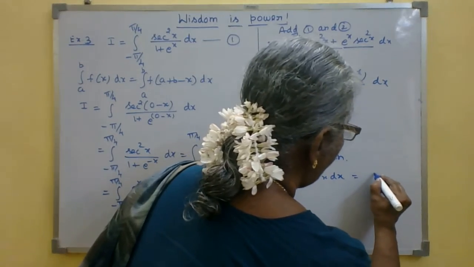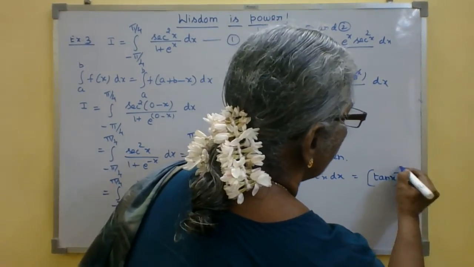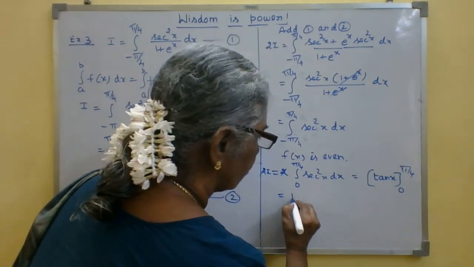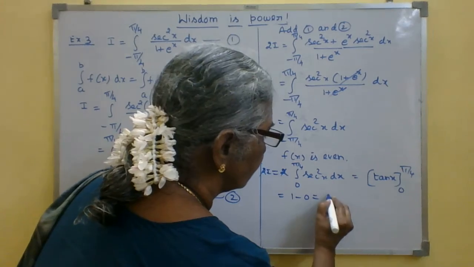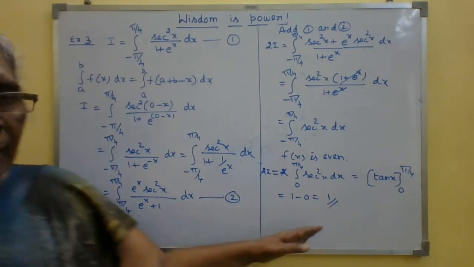If you integrate secant squared x, you will get tan x from 0 to pi by 4. So you will get tan pi by 4, which is 1, minus tan 0 is 0, so 1. So now for this sum, you get the answer as 1.